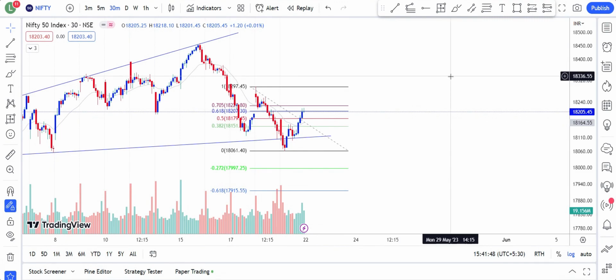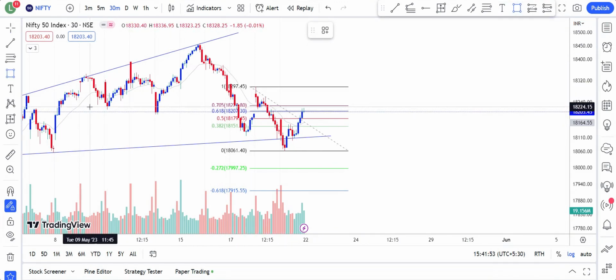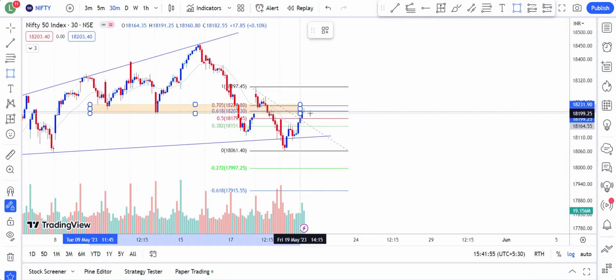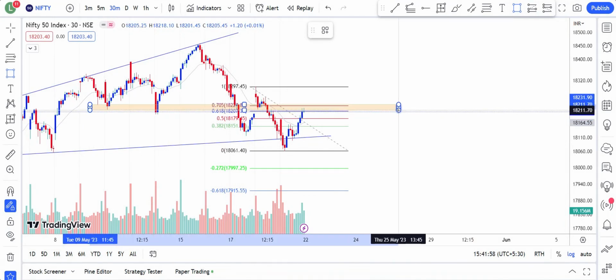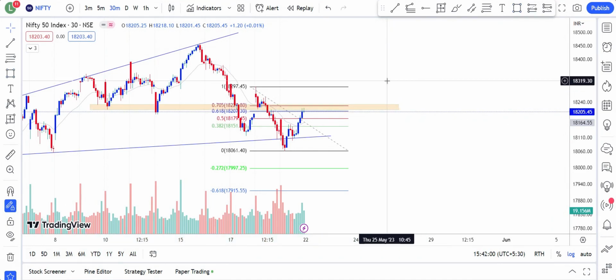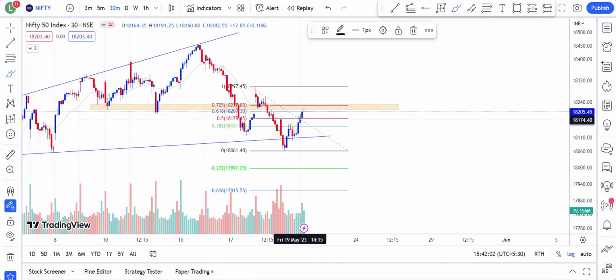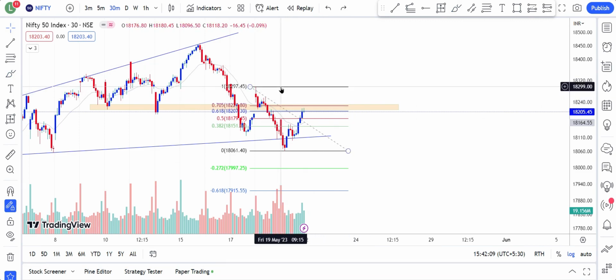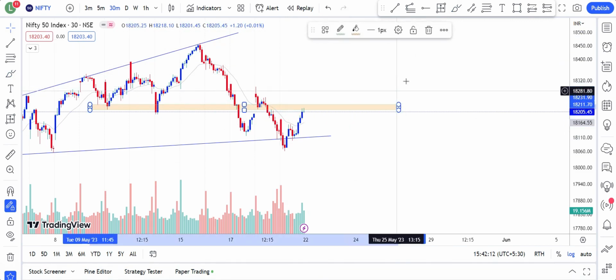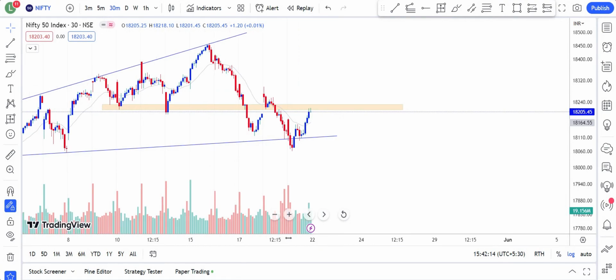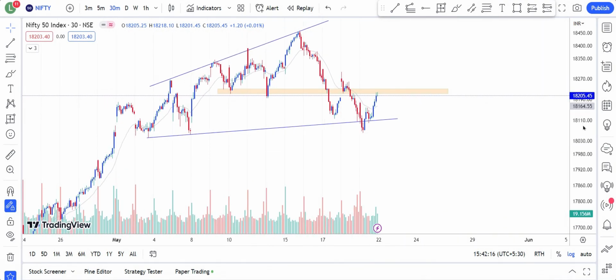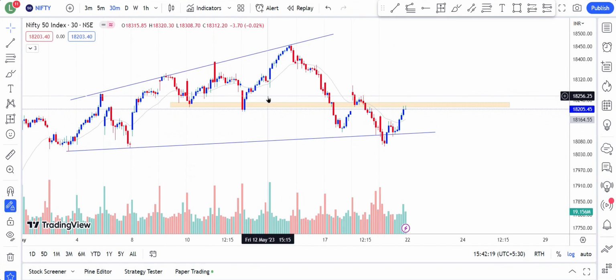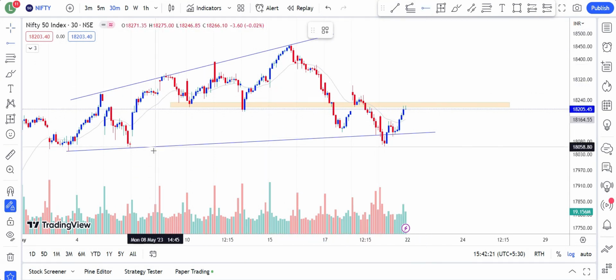18208 on Nifty spot. I would say if prices are able to go above this area, like this, then we will be having a change in trend. There is a high probability that we'll be having a change in trend. Now, why am I saying this? If you see, these two support levels were taken out.